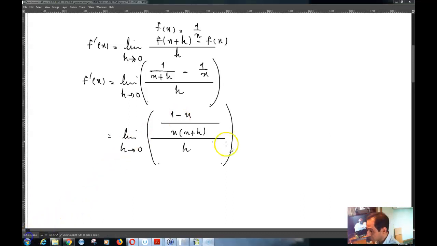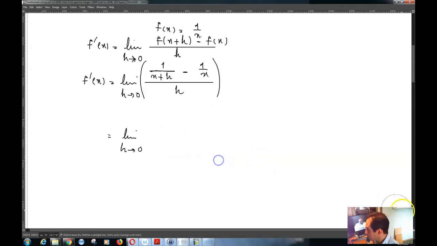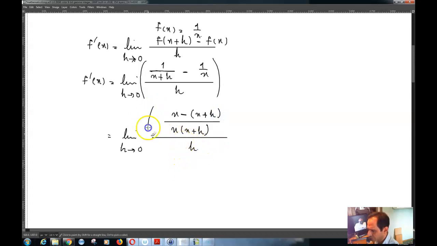Let me see. I think I made a mistake over here somewhere. So if I write this as x times x plus h and divide this whole thing by this denominator, you will get x, and divide this by this, you will get x minus x plus h over h as h tends to 0.